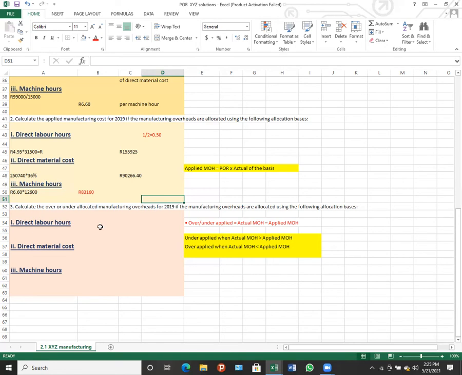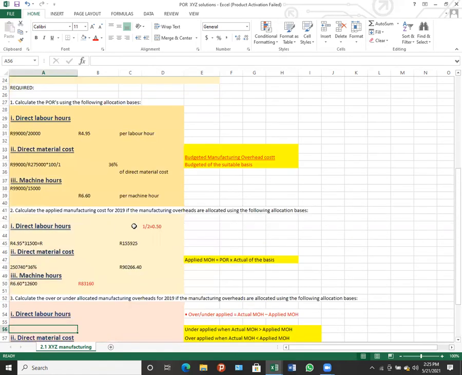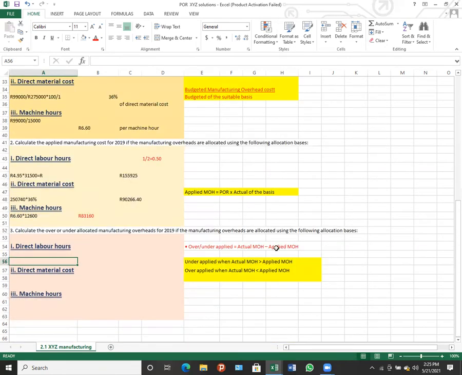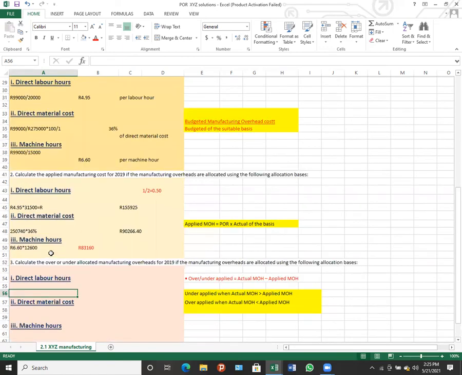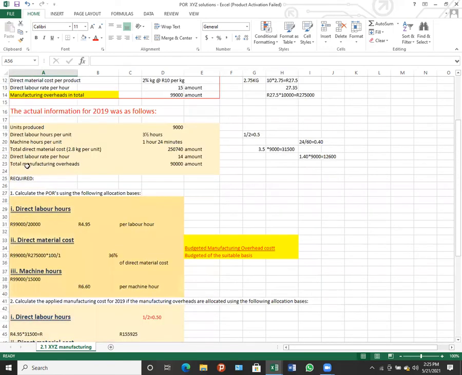Okay, let's go, guys. The formula to calculate under or over applied is actual manufacturing overhead minus applied. Here we have calculated our applied, which means we should get what? Our total manufacturing overhead, which is 90,000, which we have been given.